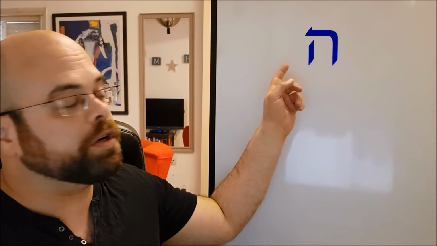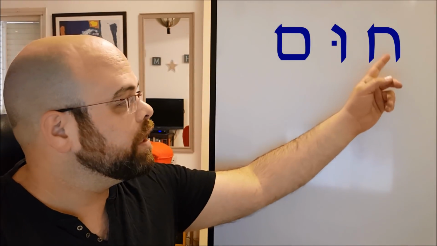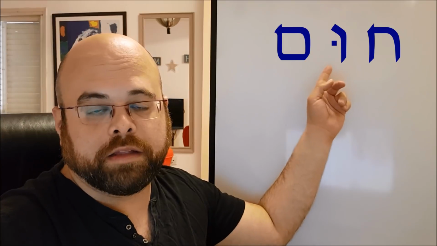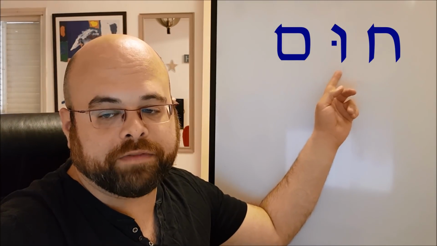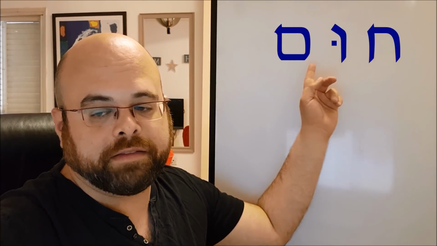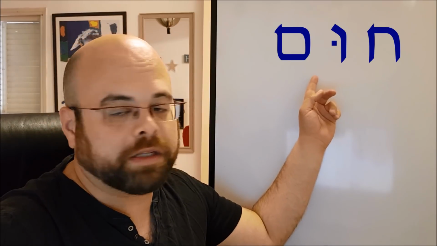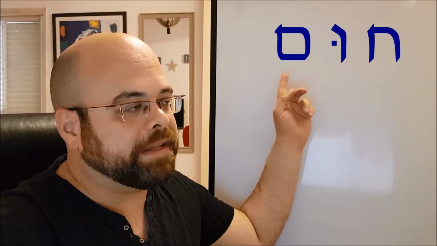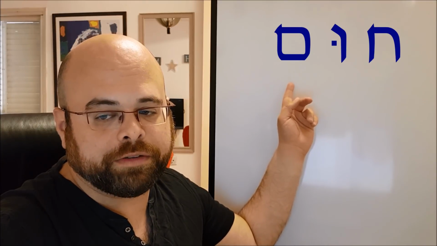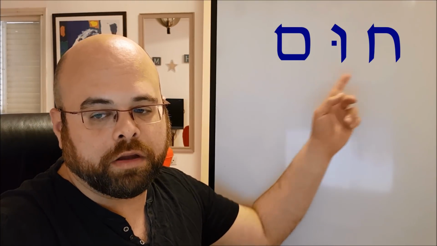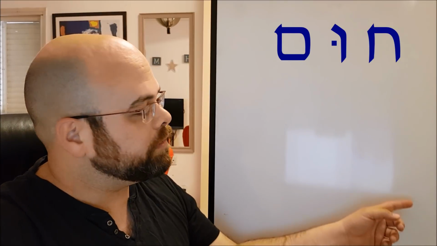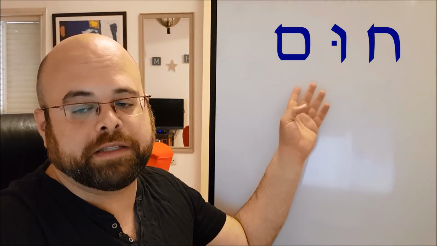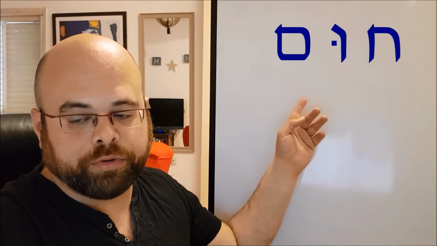So we have the word chum. Okay, Ch, and we have the letter Chet, so it's Ch, and then the letter Vav with a dot in the middle, so it's U, and then the Mem Sofit, so it's M, chum. Okay, so this means brown, brown for male, the color brown.